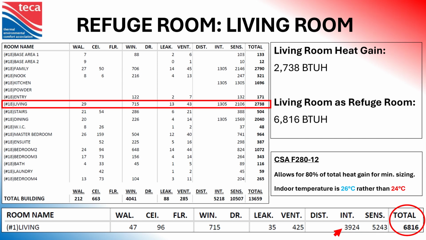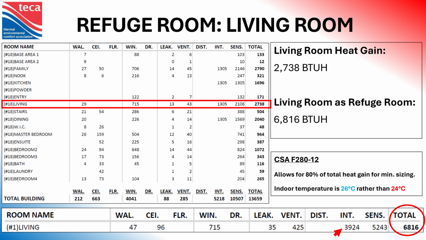So now when I've put it all in one room, it's dropped to 3,924. And the reason for that is because I've adjusted the square footing, right? So this was a 3,000 square foot home, so it triggered that 1.27 BTUs per square foot. Now that we're dealing with, say, 280 square feet, it just hits that minimum 2,730 BTUs. So our sensible load is 5,243. We times that by 1.3, and we end up with 6,816 BTUs for our refuge room.